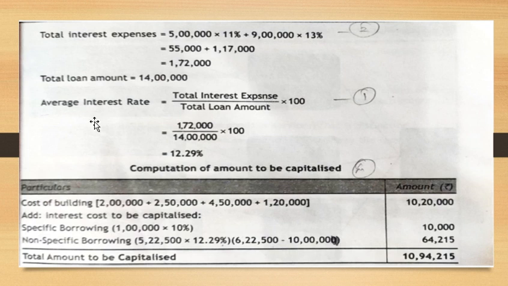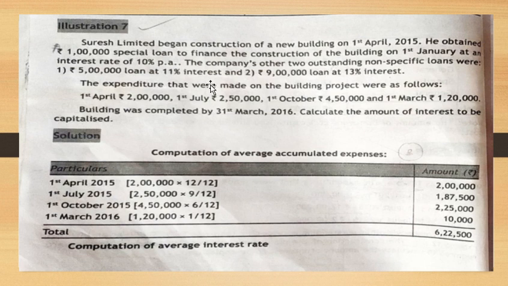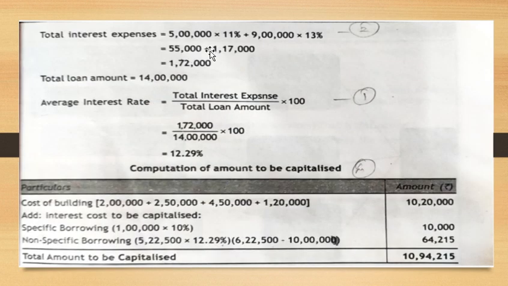Total interest expenses is 5 lakh into 11% plus 9 lakh into 13%, which will give you 55,000 plus 1,17,000. This is the total interest expenses for the loans you have taken, 5 lakh and 9 lakh, which is 1,72,000. The total loan amount is 14 lakh, as 5 lakh plus 9 lakh gives 14 lakh. On this 14 lakh, as the interest rates are different, we got 55,000 and 1,17,000, so the total 1,72,000 is your total interest expenses.